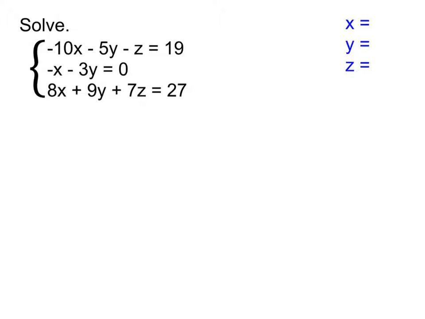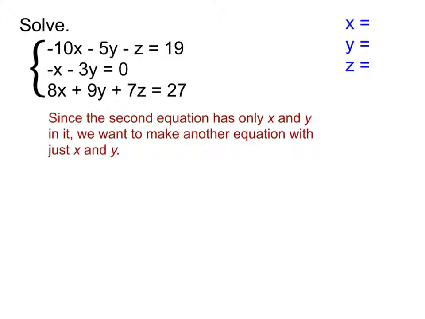And so in this one, you notice the key thing that's really helpful to note is this middle equation. It only has x and y in it. So since that one just has x and y in it, I want to create a second equation that also just has x and y. So that means I'm going to take that first equation and this third equation, in other words, the other two, and I'm going to make them have x and y, which means making the z's cancel out.